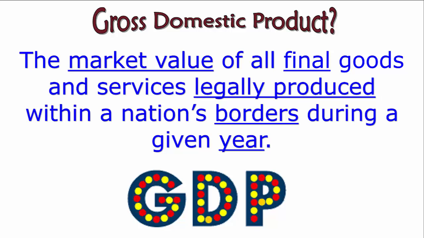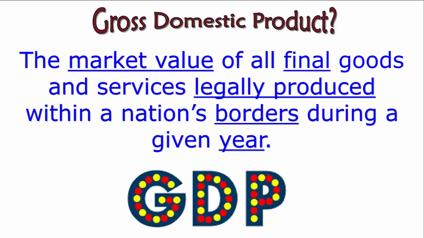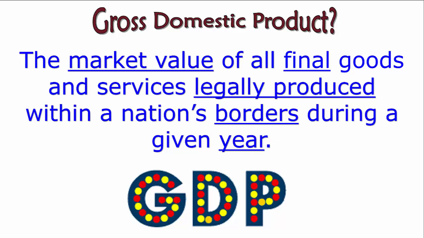So when we refer to a market value, that means something has to be sold. Okay, so it has to be sold at a particular price. Final goods is referring to the end purchaser of a good. Okay, lots of goods are sold and then they're resold. Okay, so it's the final good. Or services. Legally produced, so it doesn't include things that are illegal. And then it's within a nation's borders during a given year. Okay, so it's the value of the things we produce here in the United States legally for final purchase. That is exactly what gross domestic product is.